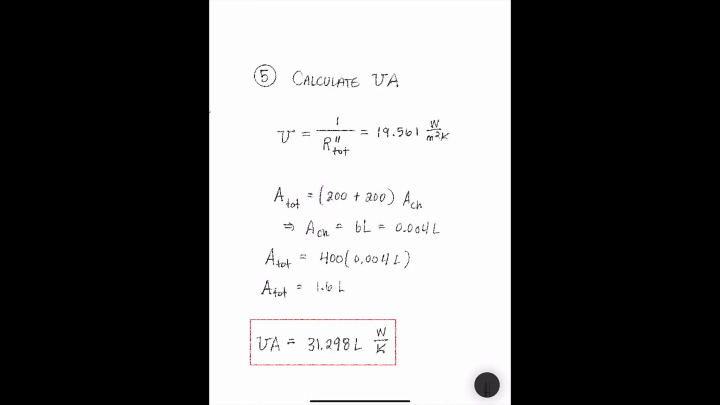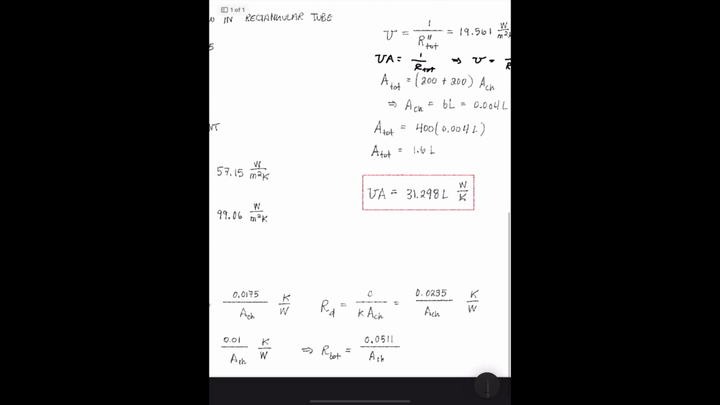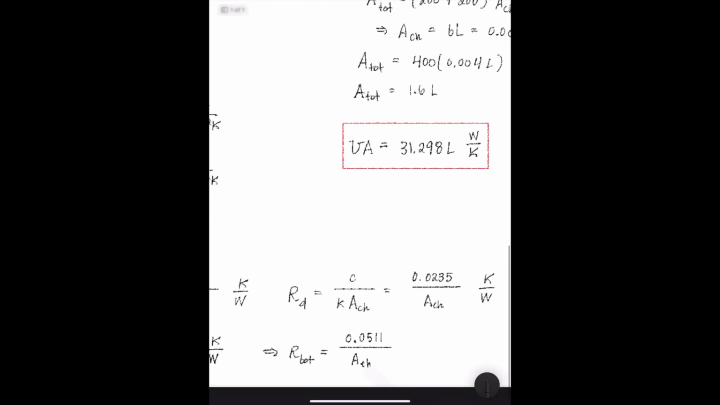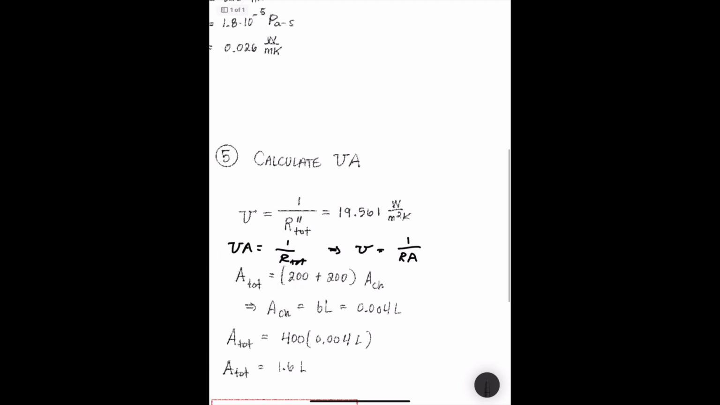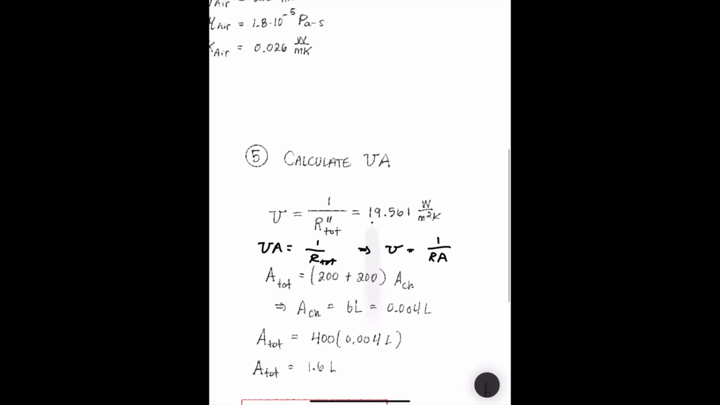But we know that our U value, we can just divide out the A and turn this into a resistance flux. So our UA value was originally 1 over R, the total resistance. But if we divide out the A, this turns into U equaling 1 over R times A. And since we have A in the denominator of our R, this will end up canceling out in the solution, and we'll just get 0.0511 Kelvin per watt. And then in this equation, now we have a resistance flux. We can find that value to be 19.561 watts per meter squared Kelvin.